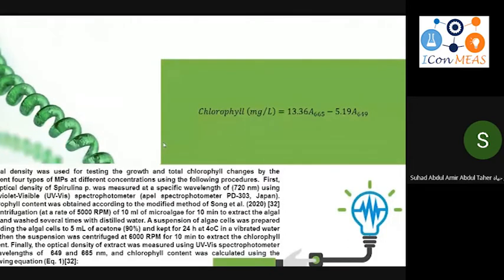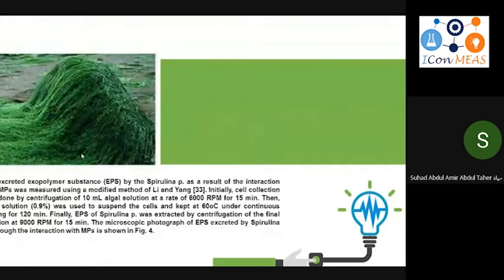The exopolymer was also excreted from the Spirulina platensis cells as a result of interaction with microplastics, measured by a modified method. Initially, the cell collection was done by centrifugation, and this is also the procedure for extracting the exopolymer substance.